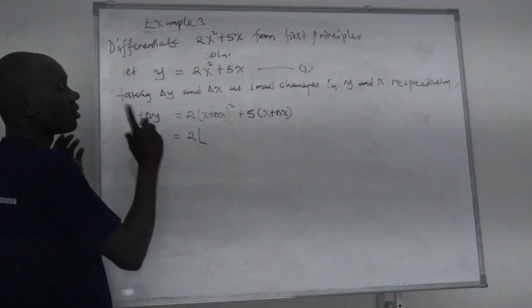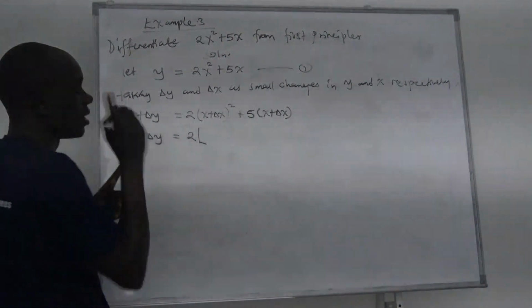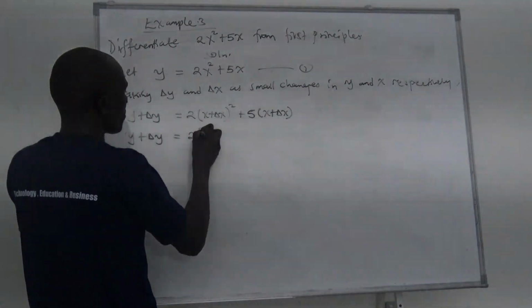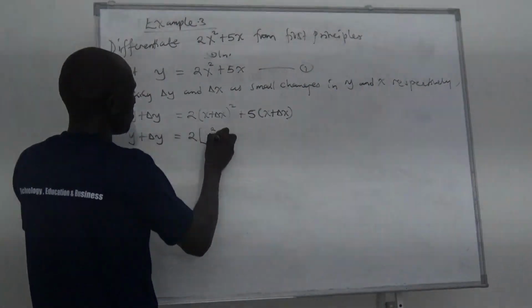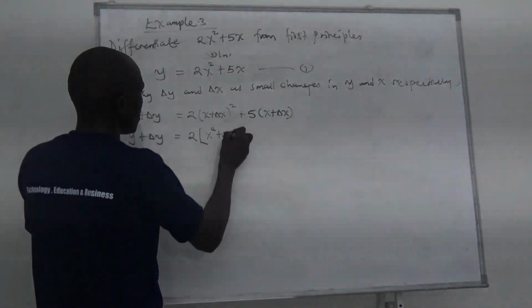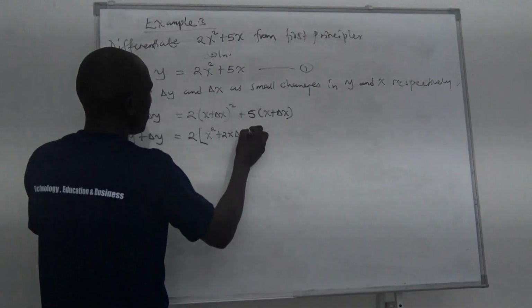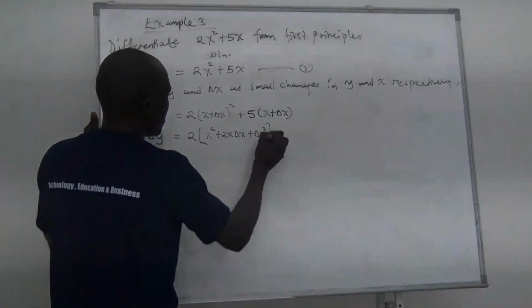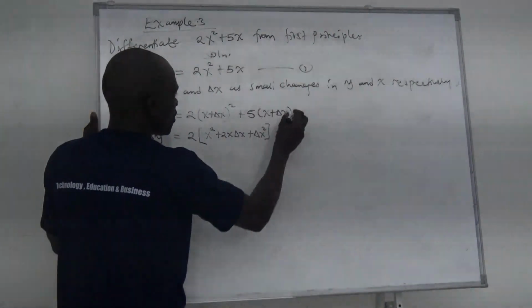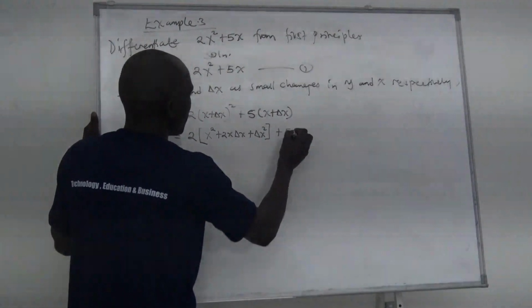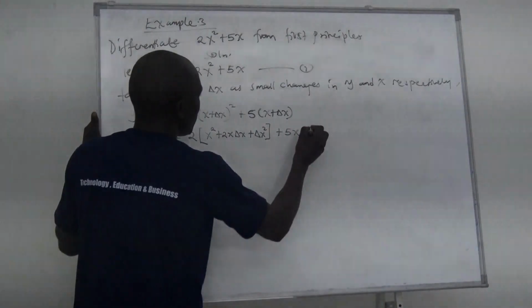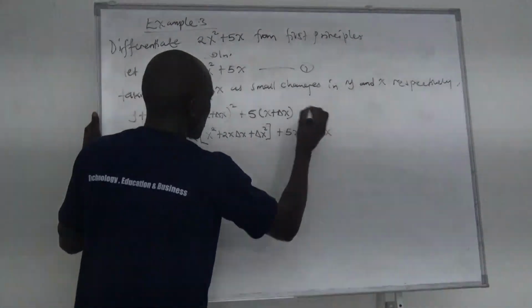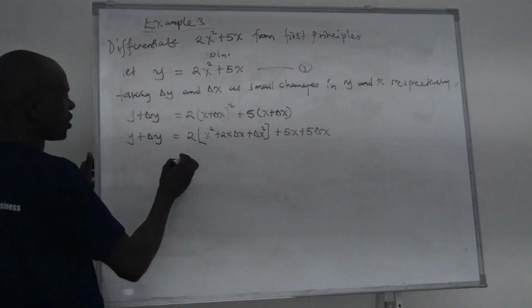So after expanding, as in the first example, we are going to come out with x squared plus 2x delta x plus delta x squared, plus 5x plus 5 delta x. Clear? Push in now.